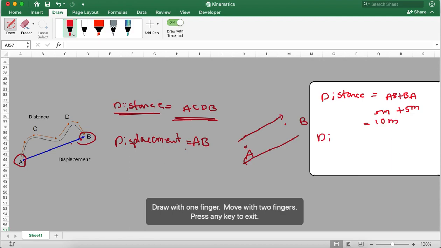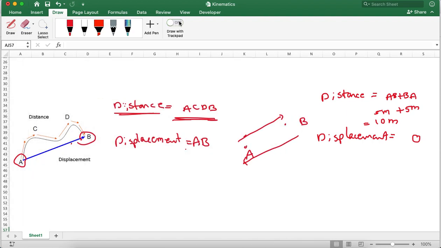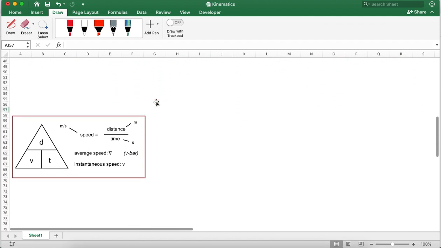But coming to the displacement, as I said, the displacement is the shortest distance between the starting point and the ending point. In the second example, the starting and ending point are the same, both are A, so the displacement will be 0. This is how distance and displacement can be explained. Once again, the distance is the total path length, and the displacement is the shortest distance between the starting point and ending point.